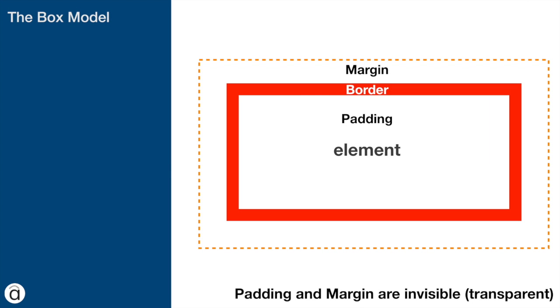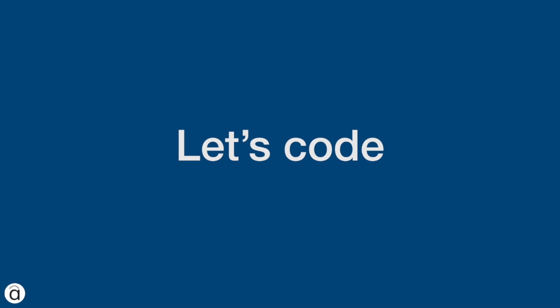So just to make it a little bit simpler, if you like. The element is at the beginning, right at the center, and then padding is around that. Then we can add a border as required, and then a margin as well. So that's the box model. So let's do some coding and let's have a look live.